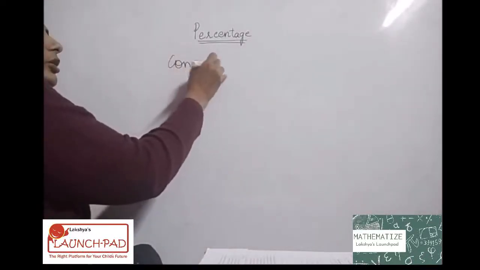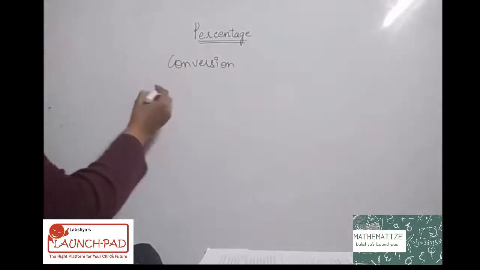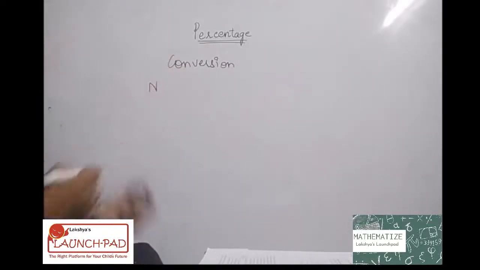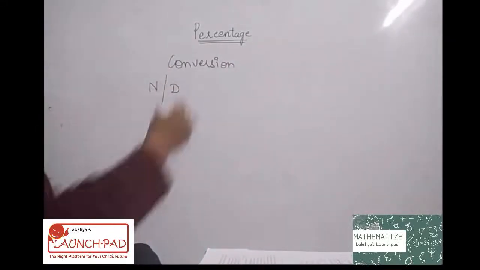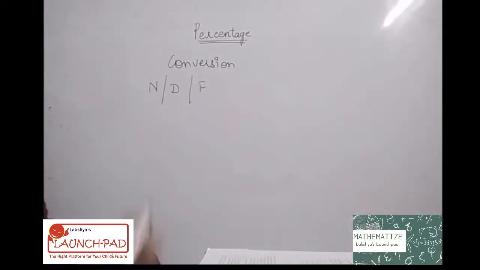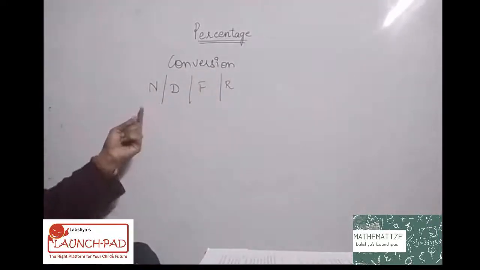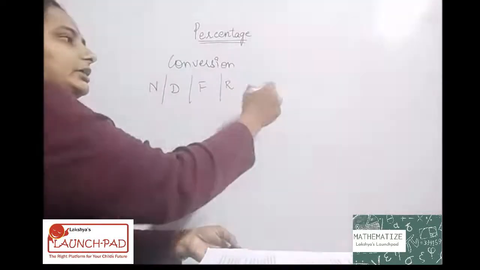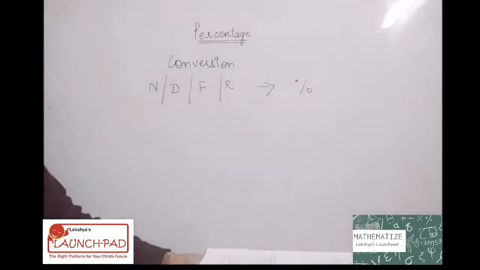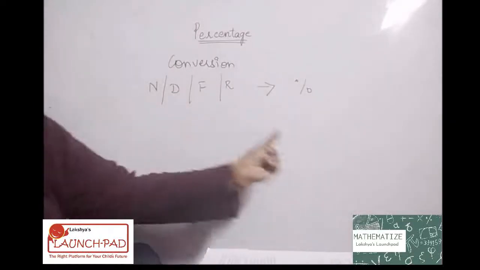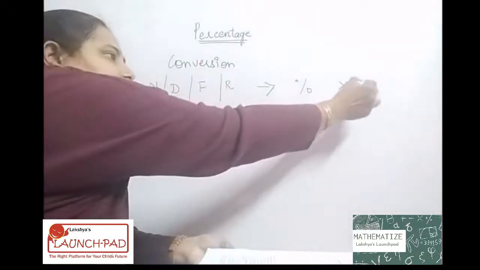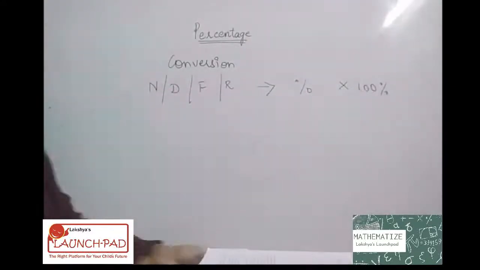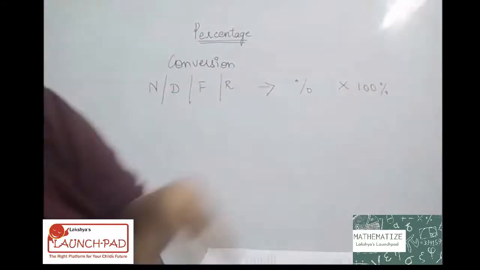Basically, we will be learning the conversions. What all you can convert is from a given number. It might be a whole number, natural number, integer, whatever. Or a decimal number. Or a fraction. Or a ratio. Anything. You have to convert it into a percentage. The simple step you should remember is whatever number is given, you should multiply it with 100 and put this symbol. That symbol represents percentage.